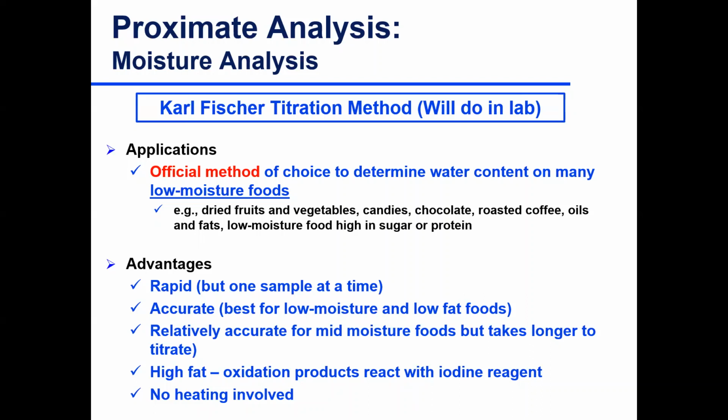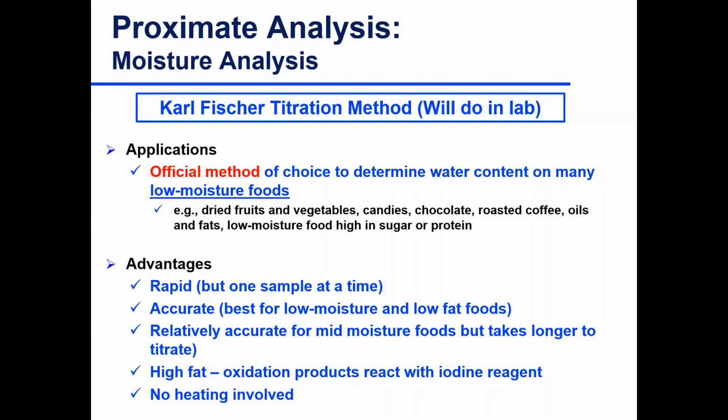We'll go through another slide to give a little more detail. But it's a fairly rapid methodology, but you can only do one at a time. It isn't like an oven where you can put 20 samples in, go away, and come back and have them done for you. So quick, but one at a time. It is accurate, but it's best used for low moisture and low fat foods. So it performs best in low moisture, low fat.